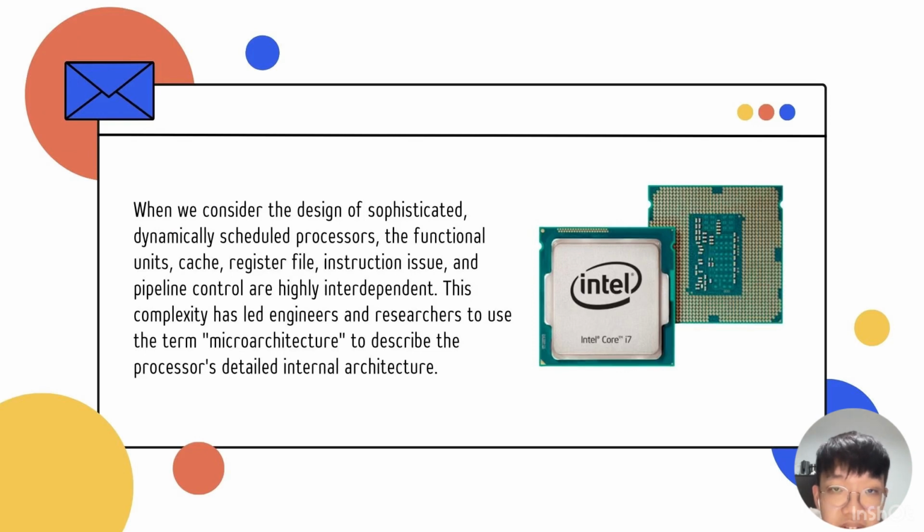When we consider the designs of sophisticated, dynamically scheduled processors, the designs of the functional unit, the cache and register file, instruction issue and overall pipeline control become intermingled, making it difficult to separate the data path from the pipeline. Because of this problem, many engineers and researchers have adopted the term microarchitecture to refer to the detailed internal architecture of a processor.